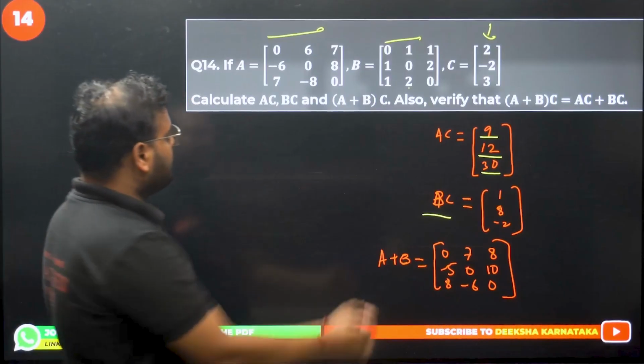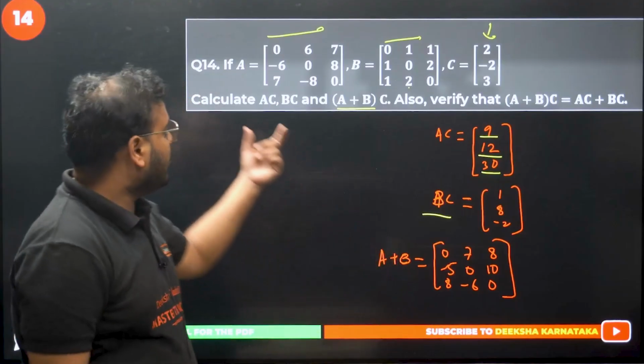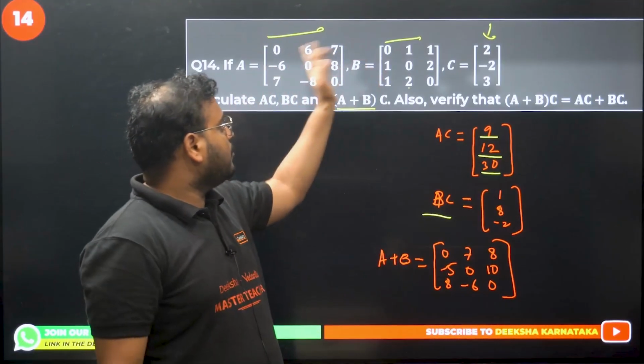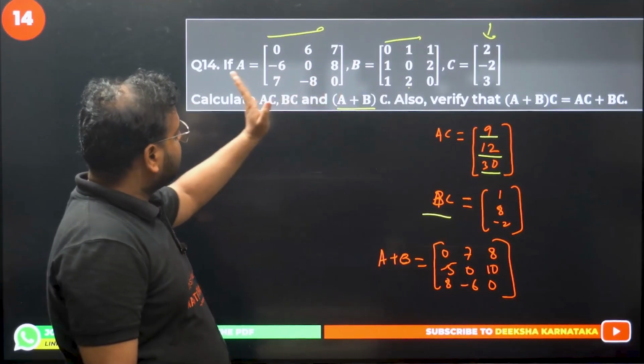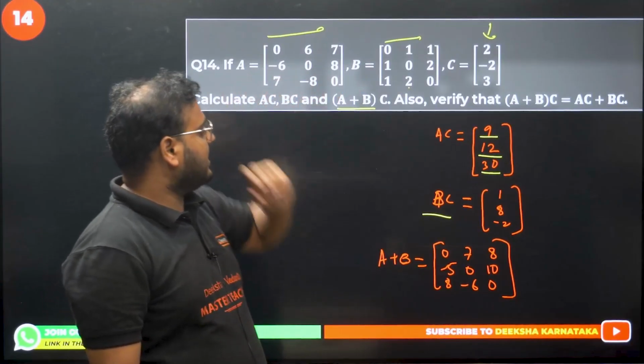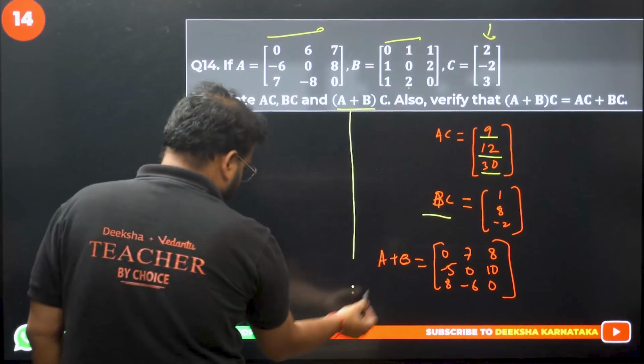A plus B will be what? We are looking for A plus B times of C, right? Let's find A plus B first. You add this: 0, 7, 8, minus 5, 0 and 10, 8, minus 6 and 0. Okay, that's my A plus B. Next is what? A plus B times of C.